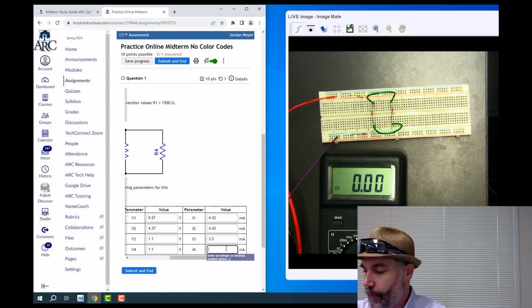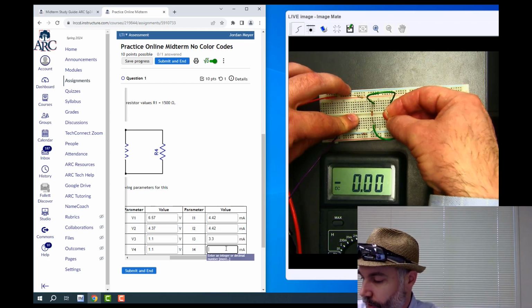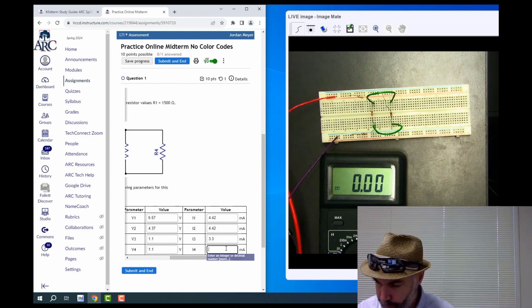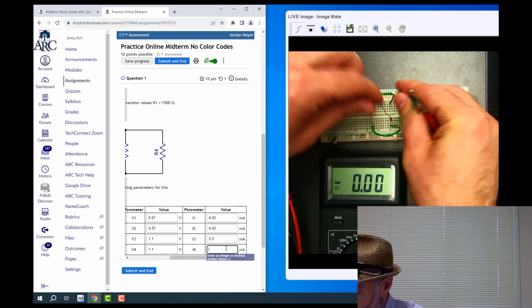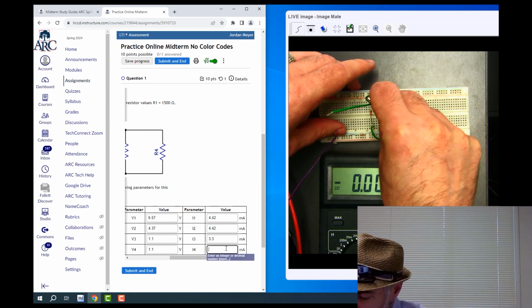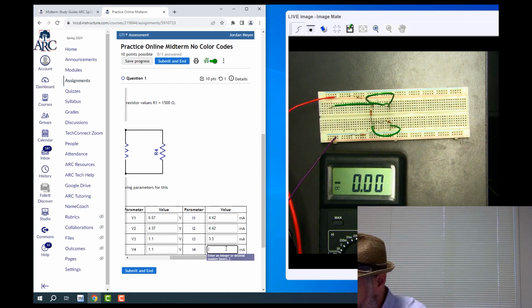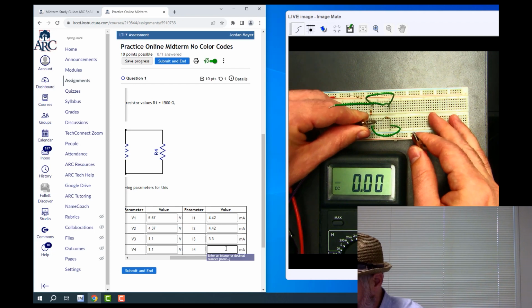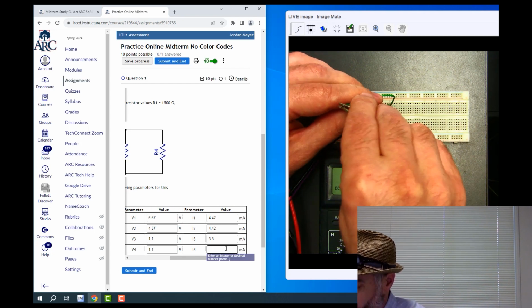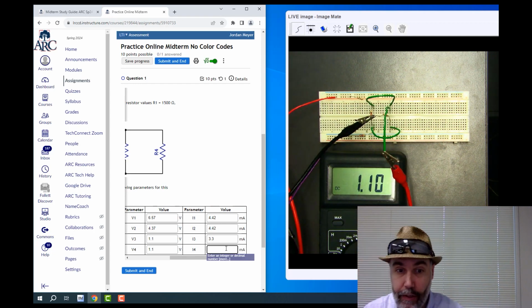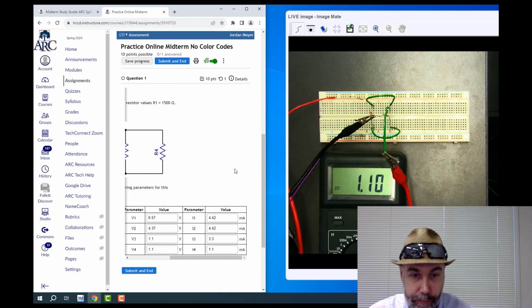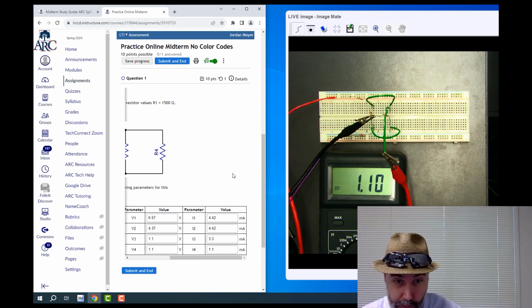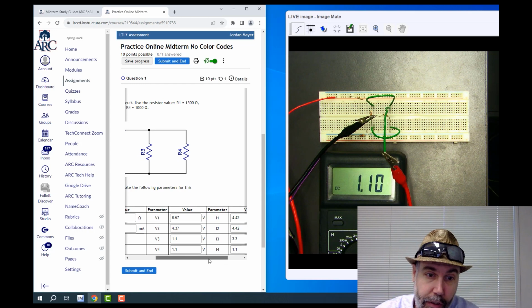And then I'll do that for the last resistor. I'll disconnect that leg, plug in my wire, and then I will make my connections. And I get 1.1. Okay. All right, so that's looking good.